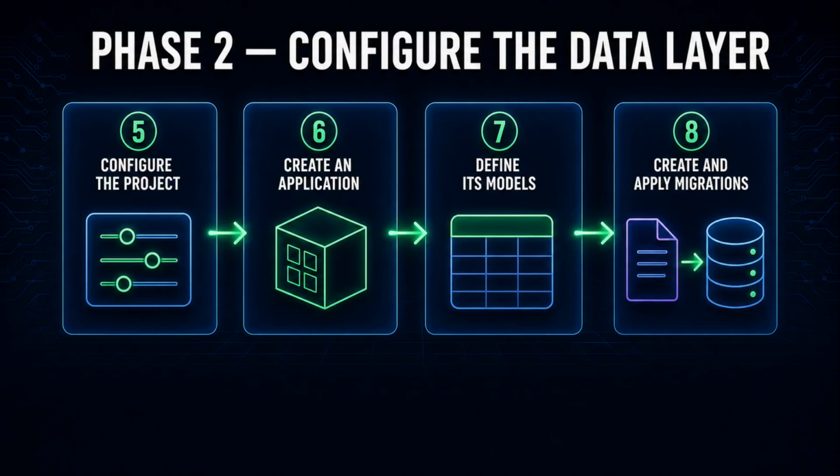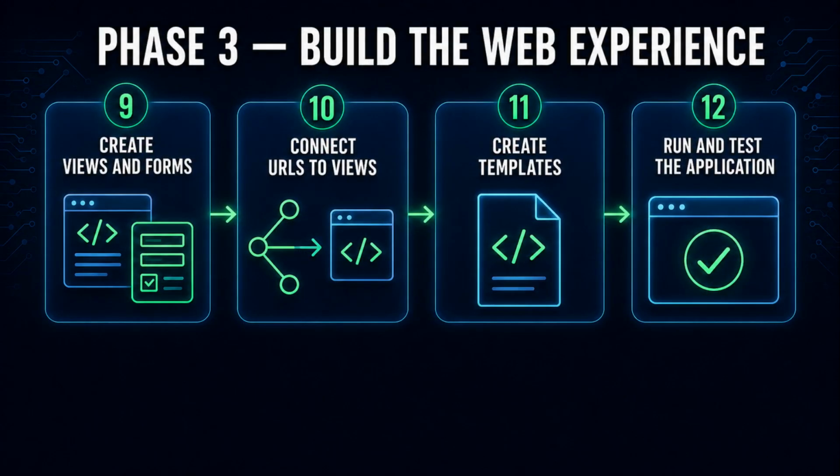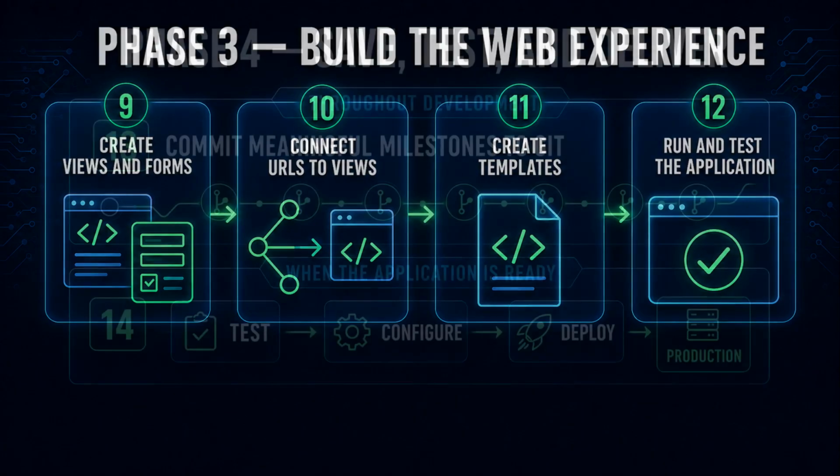Next, we configure the project and create an application to provide a particular area of functionality. We define the application's models, prepare migrations describing the required database structure, and apply those migrations to the database. We then create the views and forms that handle requests and user input. URLs are connected to the appropriate views, and templates provide the HTML shown in the browser. Throughout development, we repeatedly run the application, test our work, correct problems, and continue building.